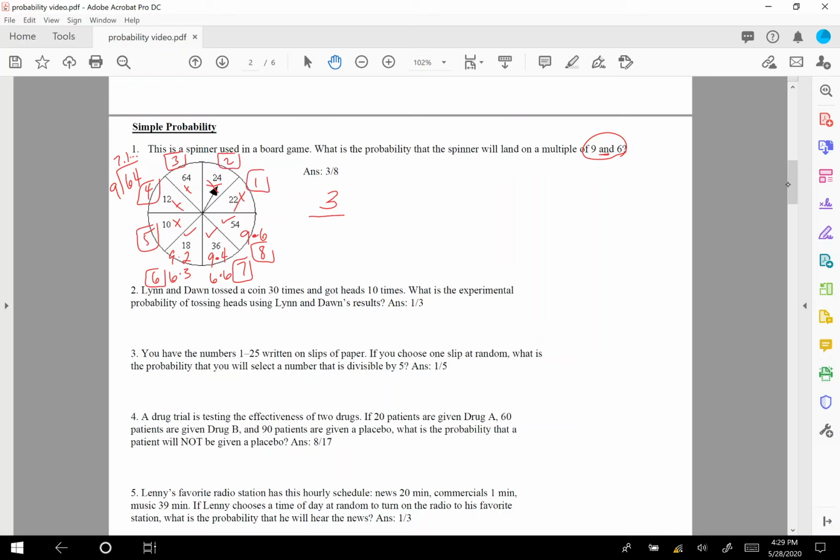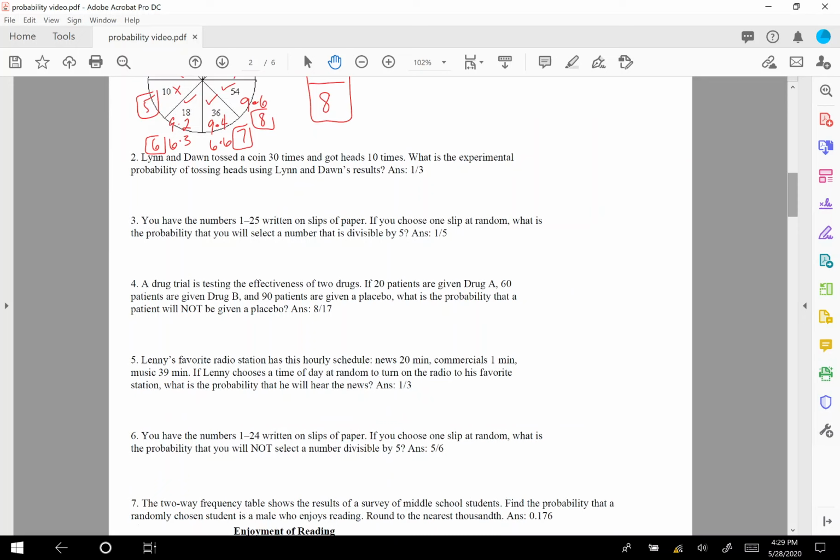So 3 spaces have what we want out of a total of 8 spaces. So our answer is 3 out of 8 because you cannot reduce that anymore. So you're done. Okay, with probability, you got to make sure that you always reduce it.